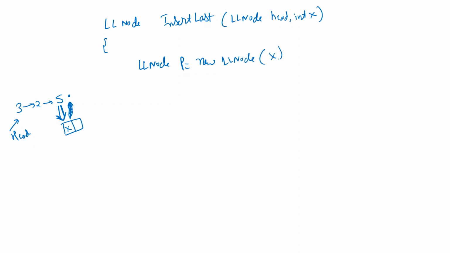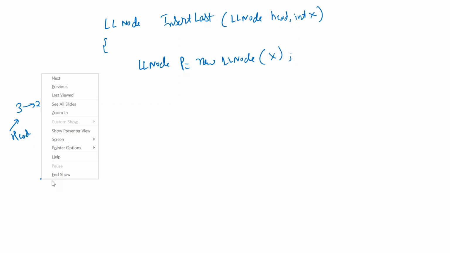Assuming there is a parameterized constructor. So with this, I have created this particular new node, and there's a p pointer which is saving the address of this new node, right? So now what do I need to do? The first part is done. I've created this new node.